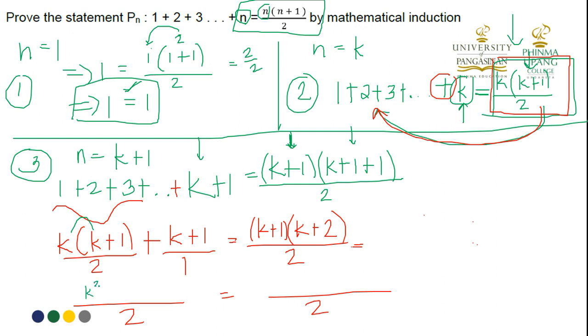K squared. K squared plus k plus 1. Plus k, tama na. Yes po. Okay, next. Copy plus, tapos copy k plus 1. K plus 1.